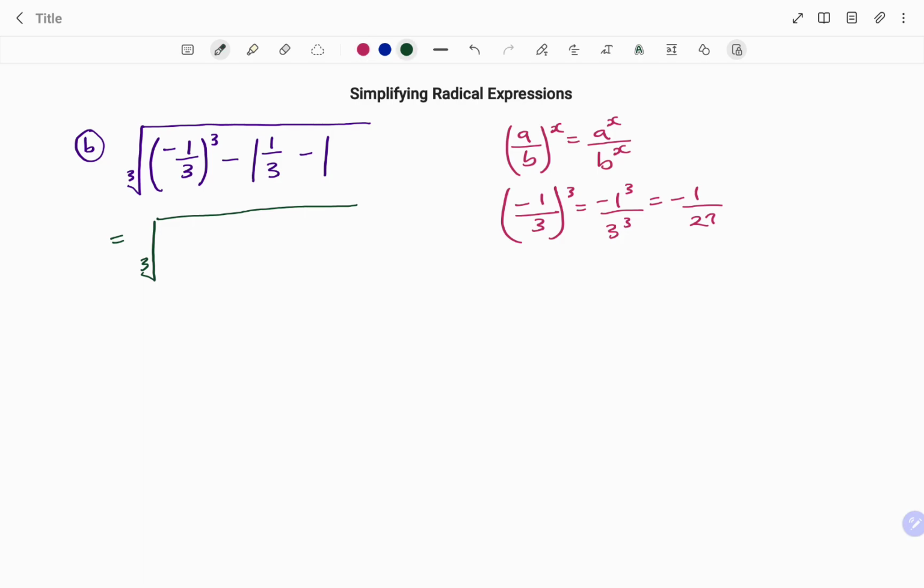So putting that back, I have minus 1 over 3 cubed, which gives me minus 1 over 27, minus, I'm going to change my mixed fraction to an improper fraction.